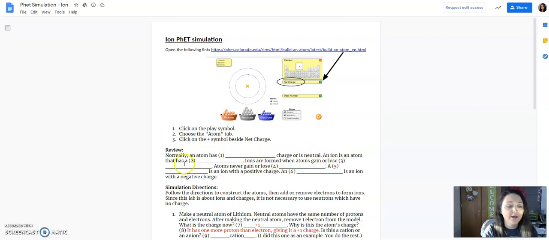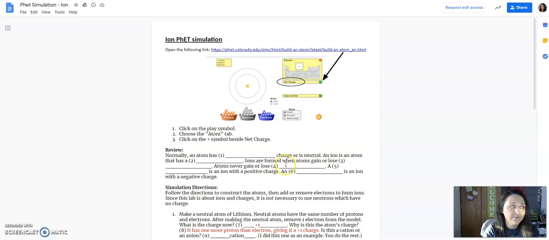Okay, so an ion is an atom that has a charge. An ion is going to have a charge because of electrons that have a charge, remember, electrons don't have mass. So when we change them, it's not going to affect the atomic mass, it's just going to affect the charge. So ions are formed when atoms gain or lose electrons. Atoms never gain or lose protons. Remember, protons are always the identity of the element. You can't change it. It's the DNA.